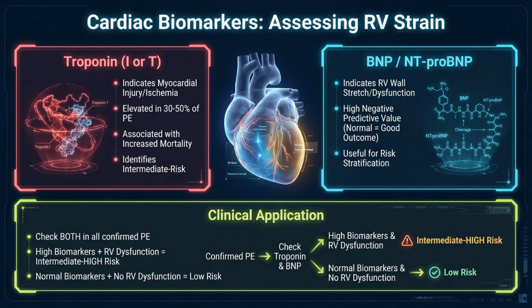In summary, combining biomarker assessment with imaging findings gives us a powerful approach to risk stratification in PE, helping tailor treatment decisions based on the severity of right ventricular strain.